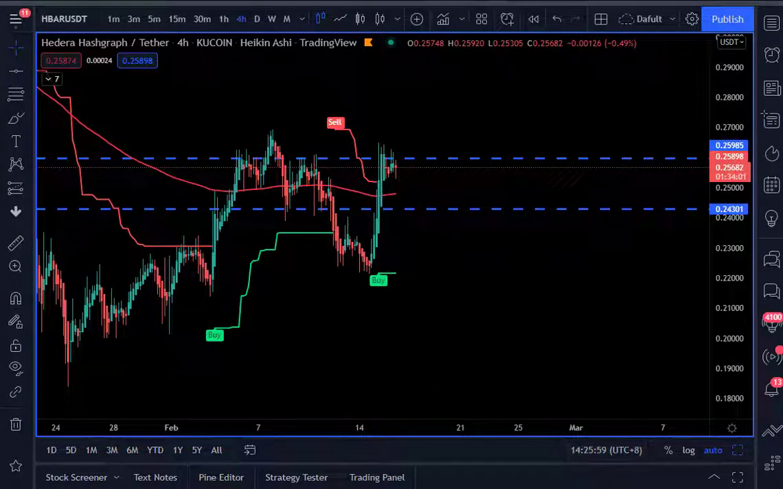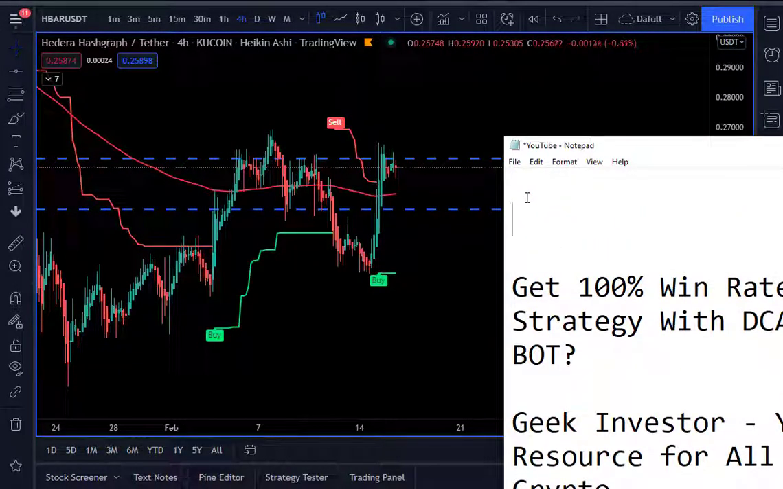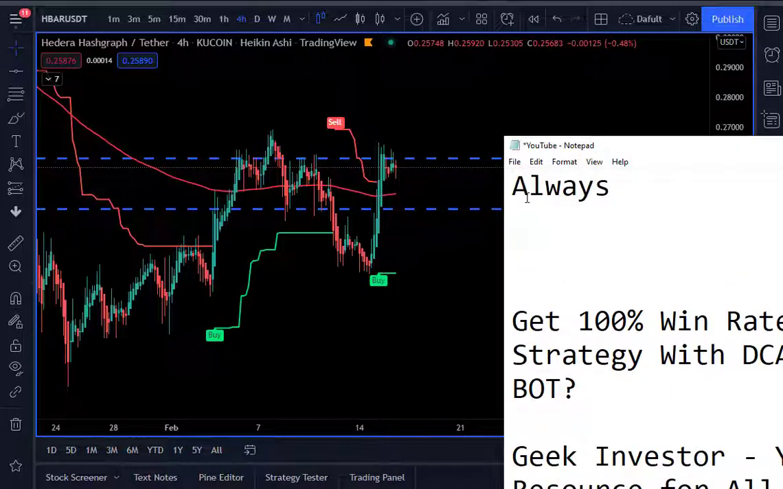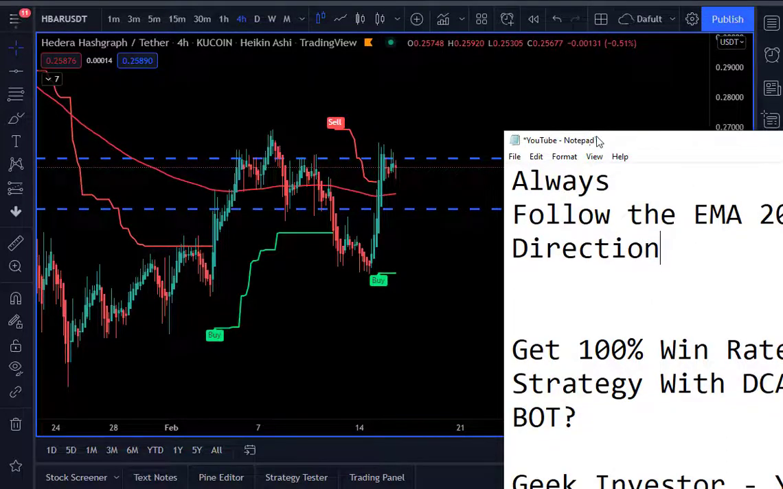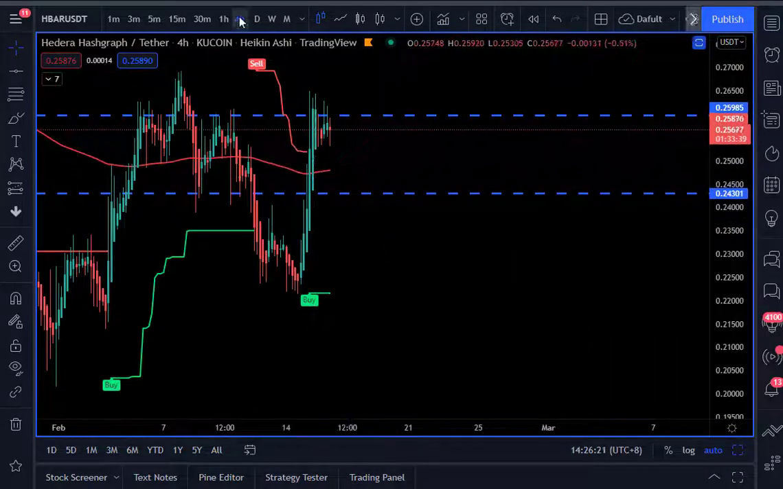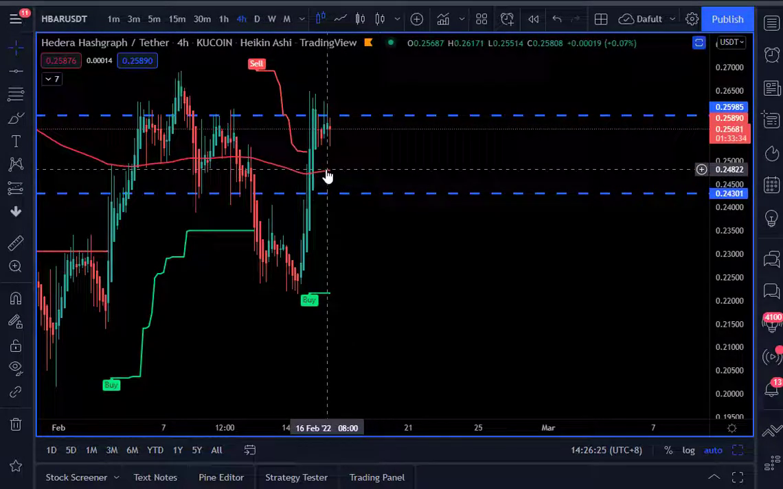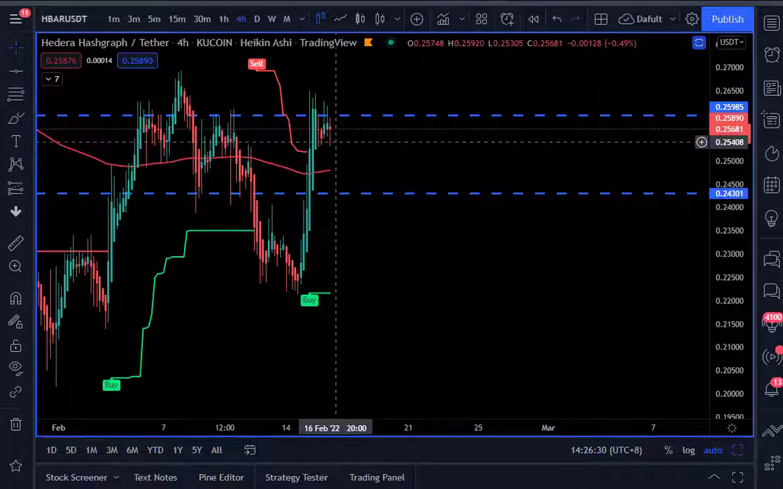These are my personal rules that I normally use when I manually trade. When I manually trade, I always follow the EMA 200 direction. So at this moment, when I'm recording this video, at a high time frame, which is the 4-hour time frame, you'll notice the price is above the EMA 200.